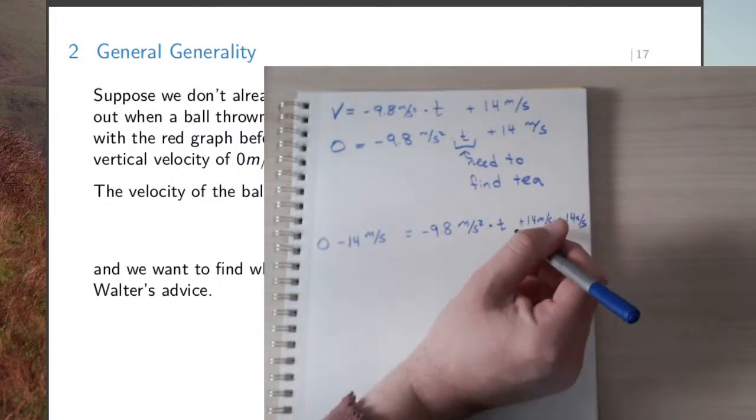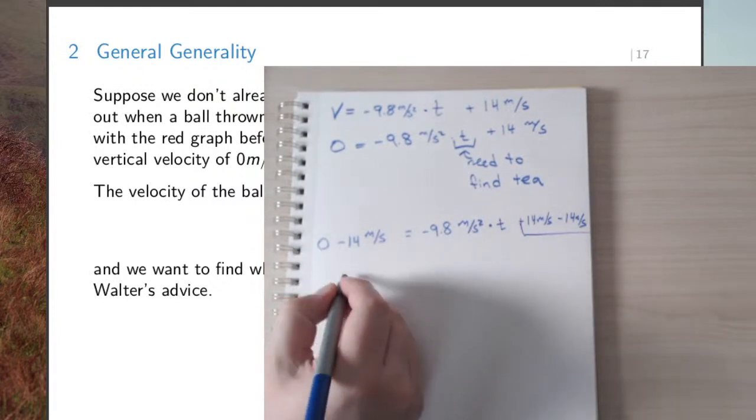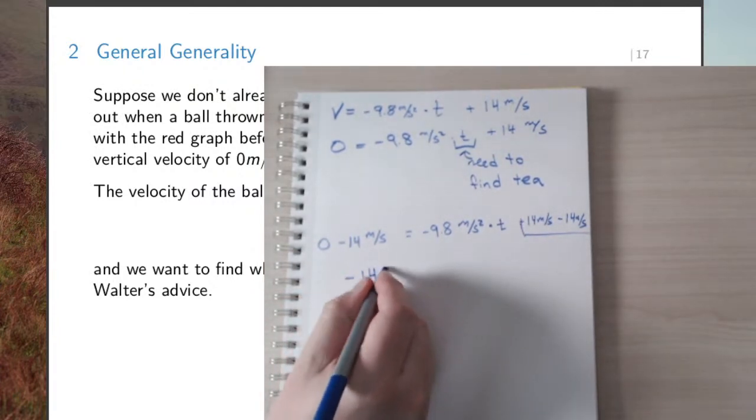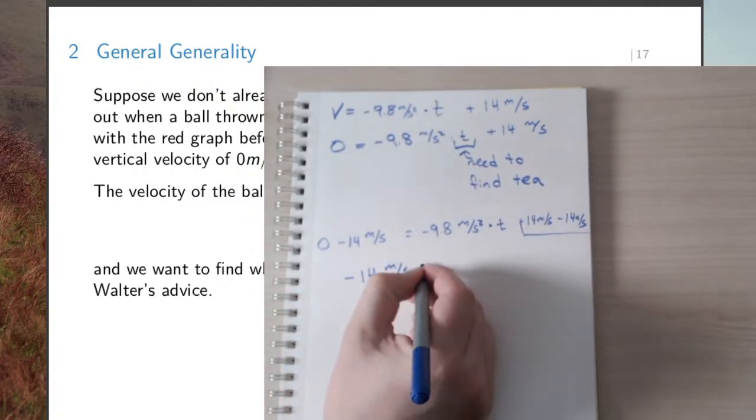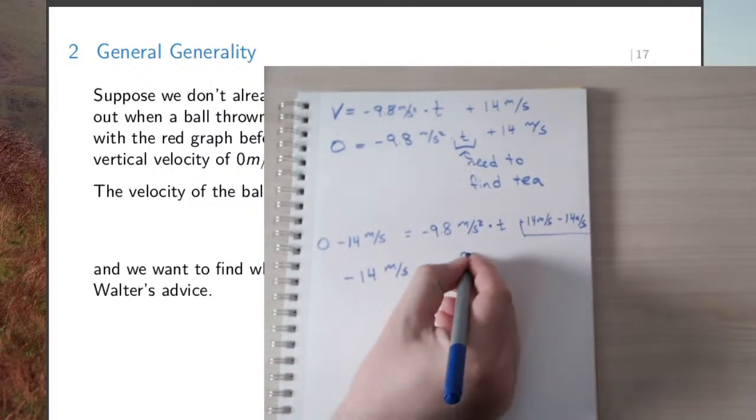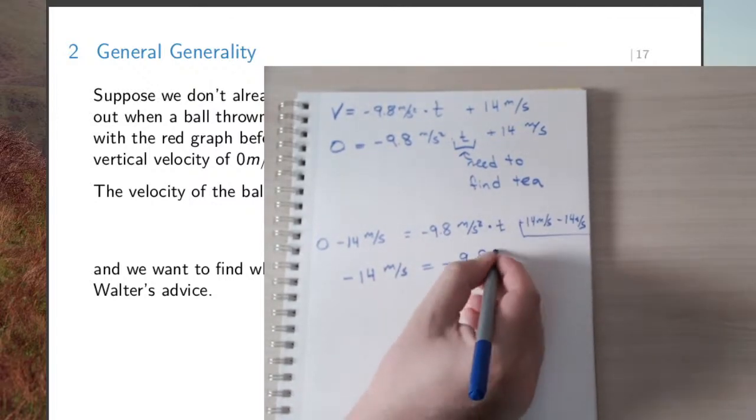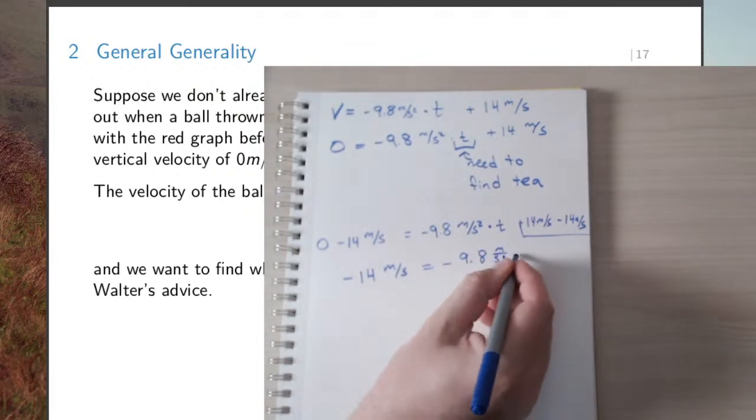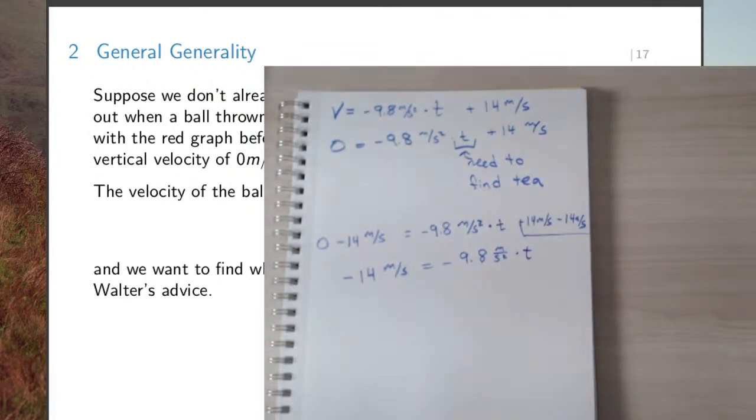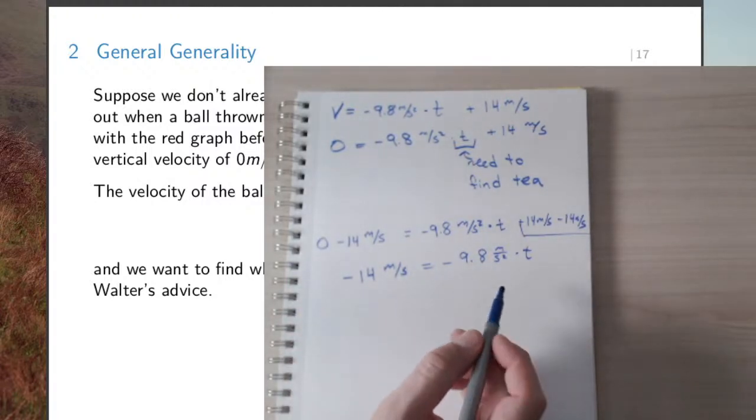Then these guys go blorp. And so we have negative 14 meters per second equals negative 9.8 meters per second squared times t. And then what does this mean? Well, so let's be careful here.